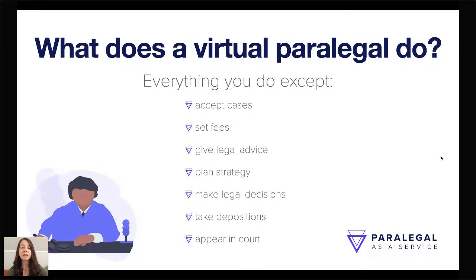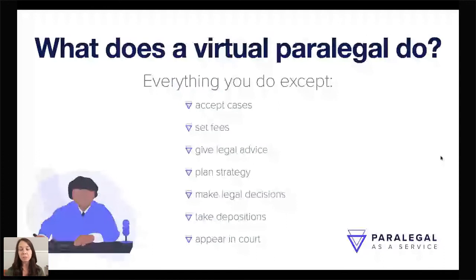And they can do everything that you can do, except they cannot formally accept a case or set fees. Anything with the fees they cannot do. They're not going to give legal advice to your clients. They're not going to plan any strategy, make any major decisions, take depositions, or appear in court. So everything else they can do.